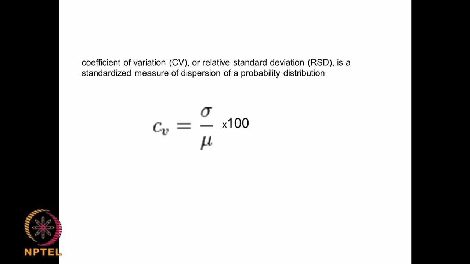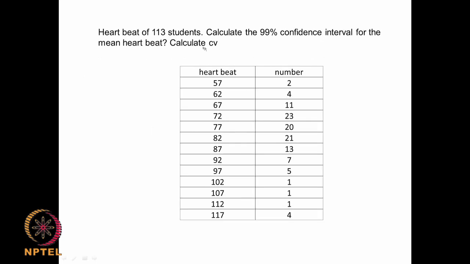and if I have two sets of data and I know the CVs, I can tell which data set is more spread out or which data set is tighter and less spread out. So, that way CV is also a very useful property which we can calculate and make use of in comparing different data sets. Okay, let us look at the problem.